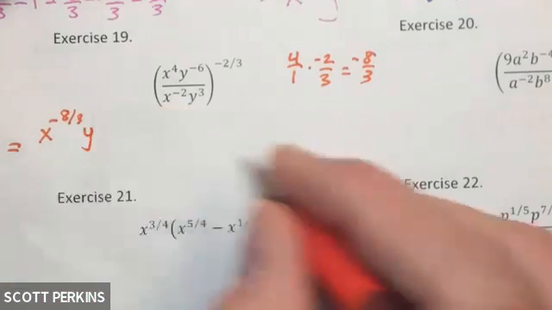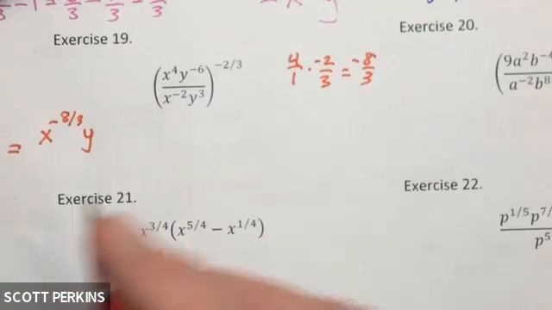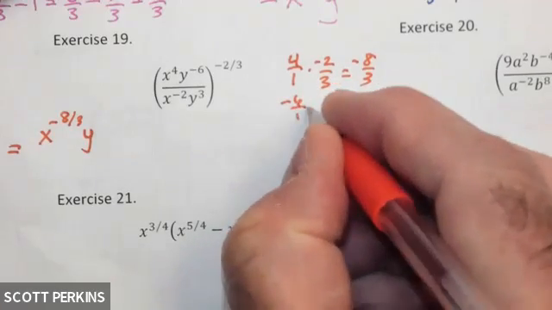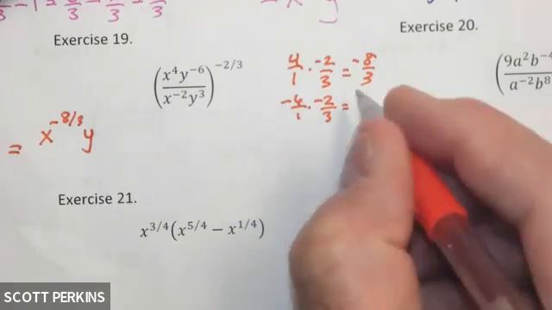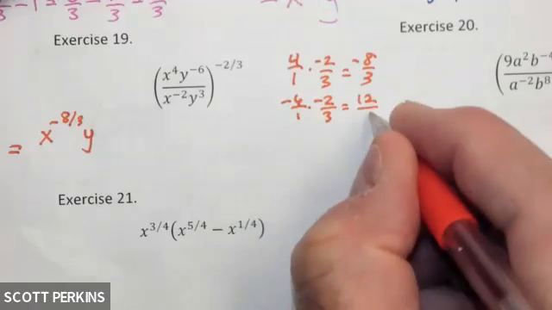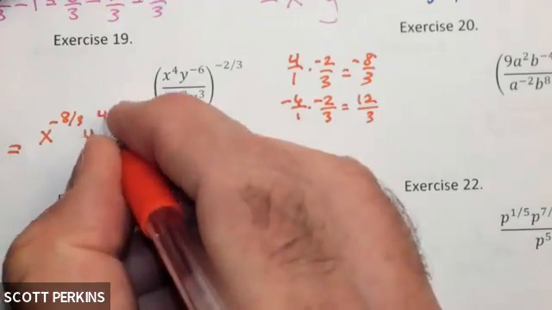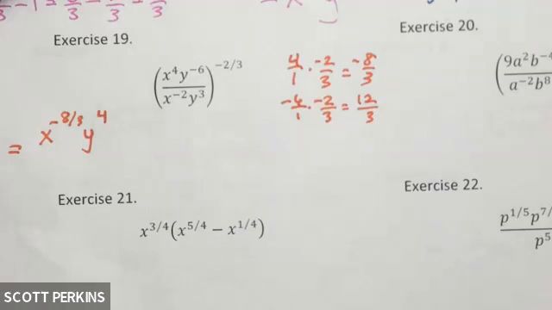Then I've got a y, and I've got negative 6 and negative 2/3. So that's negative 6 over 1 times negative 2 over 3. So negative 6 times negative 2 is 12. 1 times 3 is 3. 12 divided by 3 is 4. So I've got y to the 4th power.